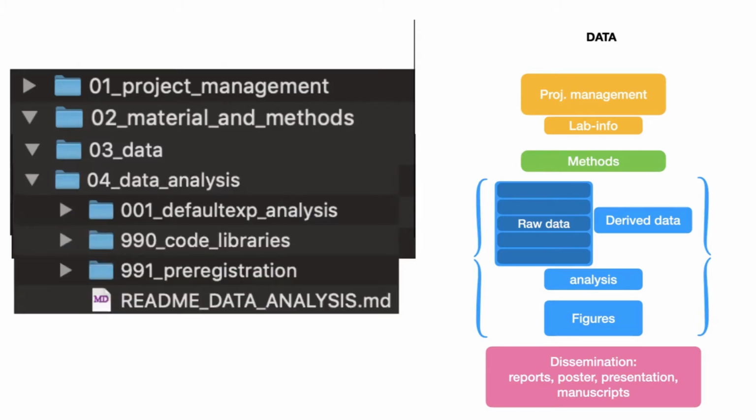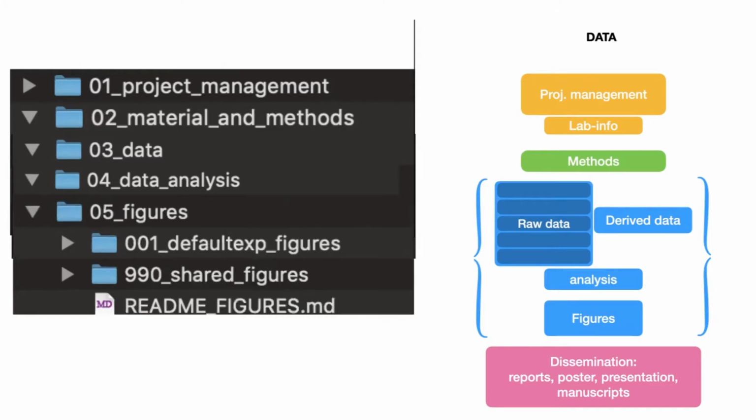Then one for data analysis. And here, if we look at the template we've seen before, the data analysis was in the data folder. And we separate that in 2 so that the data analysis can have a different version control system, for instance. And here again, we can separate the different files by experiments, and we can have one folder for code libraries, so dependencies, and we also add a subfolder for pre-registration, which is basically a text describing how you will analyze the data before you acquire the data.